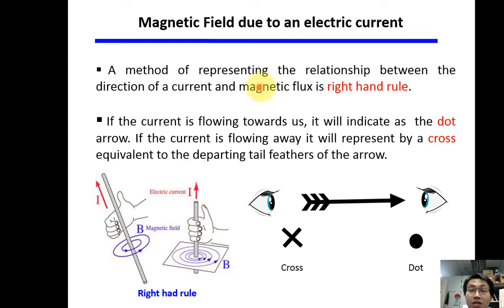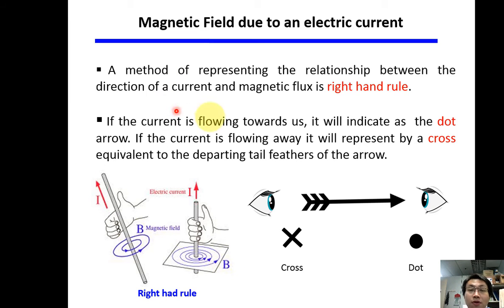It is a method of representing the relationship between the direction of the current and the magnetic flux. How? We use Fleming's right-hand rule. We grab around the wire with the thumb pointing in the direction of the current going up, then the direction of the magnetic field created will follow around our fingers.